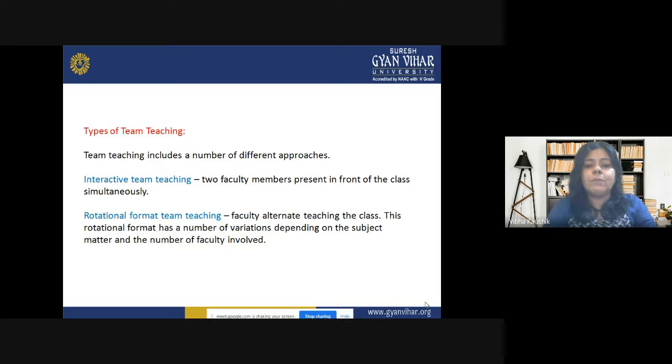Rotational format team teaching. Faculty alternate teaching the class. This rotational format has a number of variations depending on the subject matter and the number of faculty involved. And the rotational format has a number of variations depending on which subject matter has to be taught to the students first, and the number of faculty members involved in team teaching.